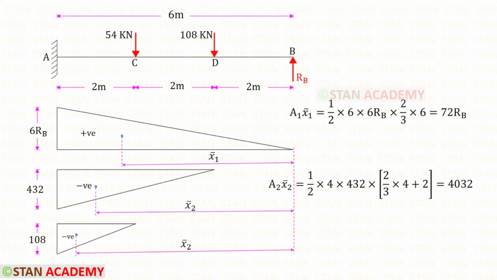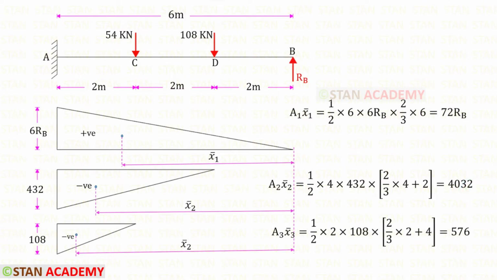Now let us find area 2 x2 bar. For this triangle, the breadth is 4 and the height is 432. So this is the area. The centroid distance about the right side is 2 upon 3 into the breadth, that is 4. Also, we have to add the remaining distance, which is 2. So 2 upon 3 into 4 plus 2. For area 2 x2 bar, we will get 4032.